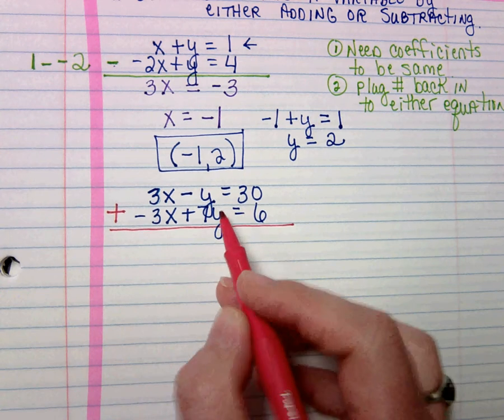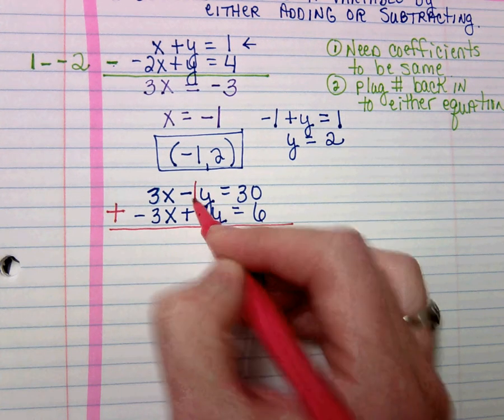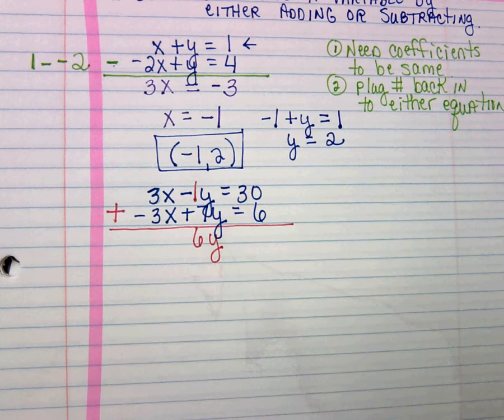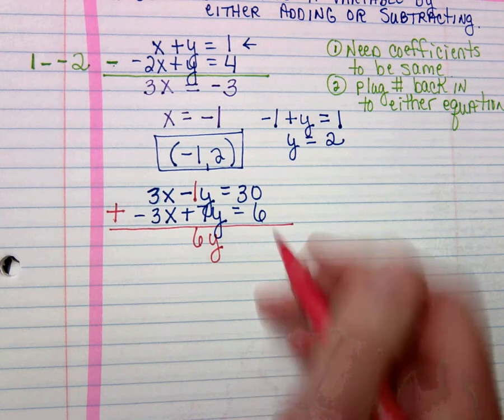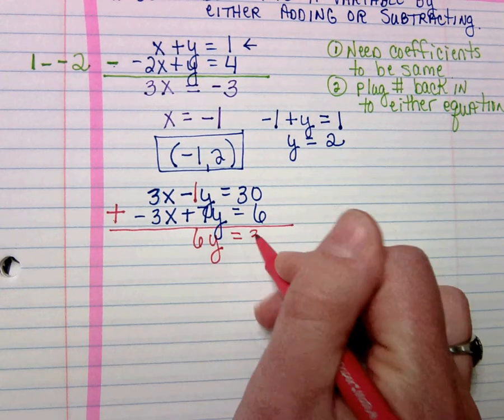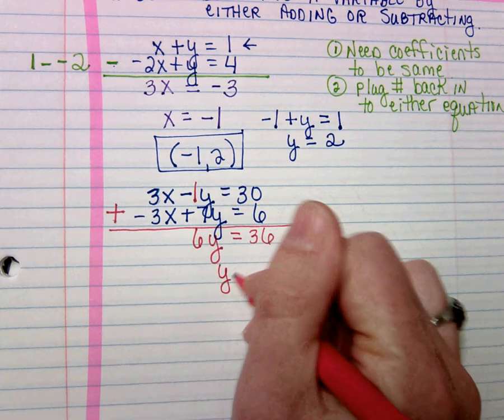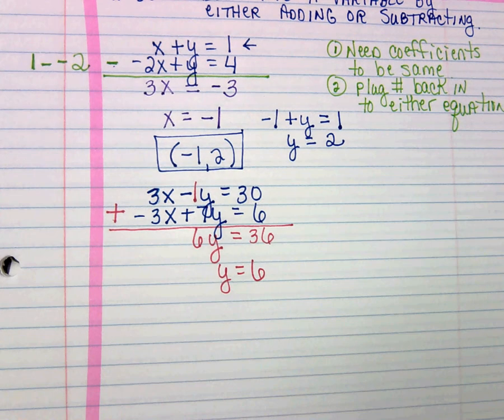Okay, so on the y's, we have -1 plus 7, which is +6y. And then we have 30 plus 6, which is 36. Look how easy that is. Divide by 6, and we get y equals 6.